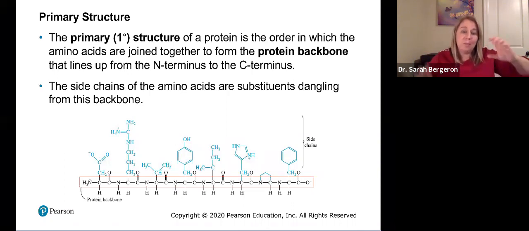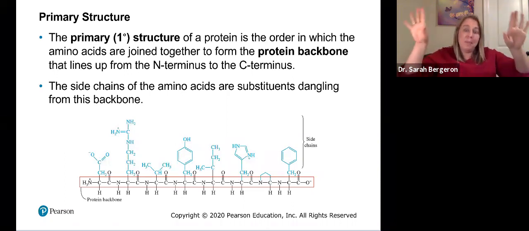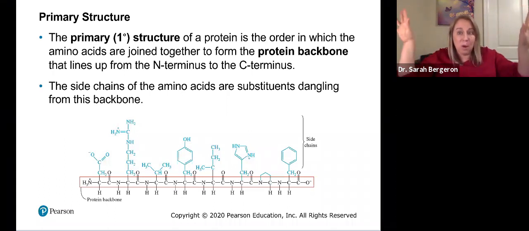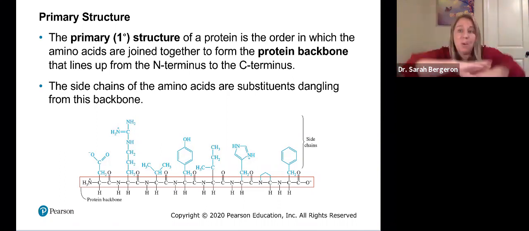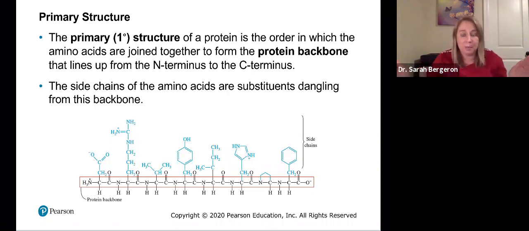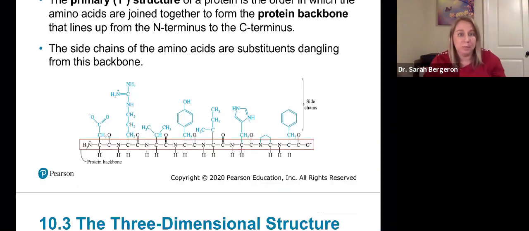Those side chains are basically dangling from the backbone, and they're hanging out in water, and lots of them don't like to be hanging out in water. So what happens is they end up folding into three-dimensional shapes, which then give the protein some function, right? So just how they're lined up from N-terminus to C-terminus is our primary structure.